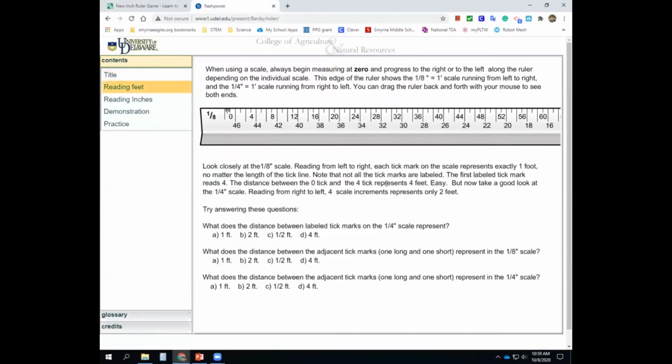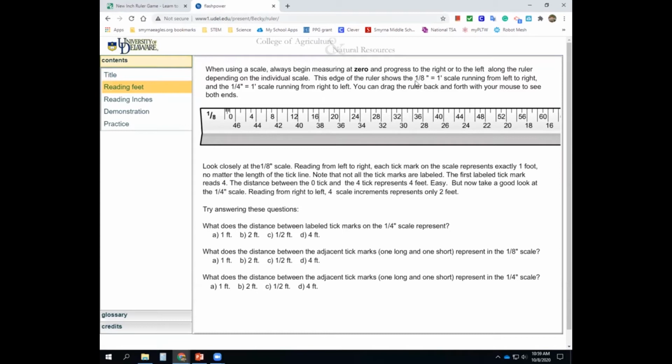All right, so this kind of goes over the same thing. How do you read one? When using a scale, always begin at the 0 and proceed to the right or to the left, depending on if you're doing this scale or the scale that's going this way. The 16, 18, 20, 22, all those are going this way. So it just depends on the individual scale along the ruler.